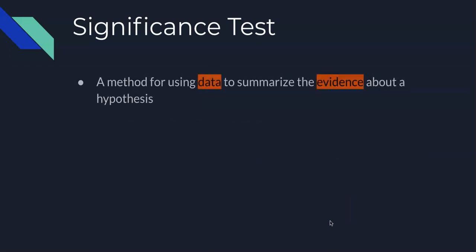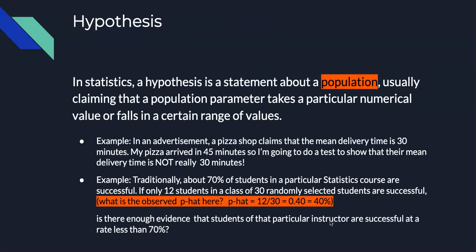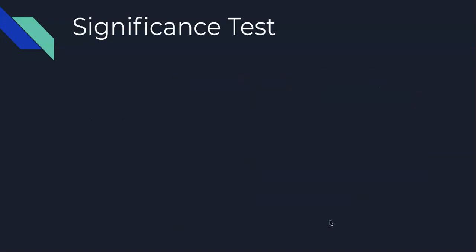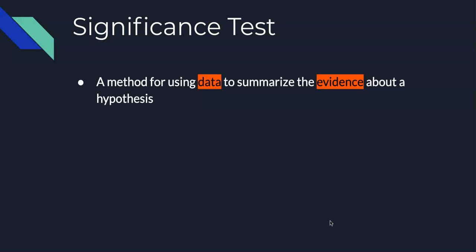So, a significance test is a method for using data to summarize the evidence about a hypothesis. We're going to gather some evidence, and what we're going to do is find a probability, something called a p-value. That's going to be our evidence to say something about our hypothesis. What we want to do is actually reject the null hypothesis. We want to say, hey, it's not really a 30-minute delivery time, or hey, it's not really a 70% success rate. That's what we want to do, because we got this idea that they're not really what they claim to be, right?